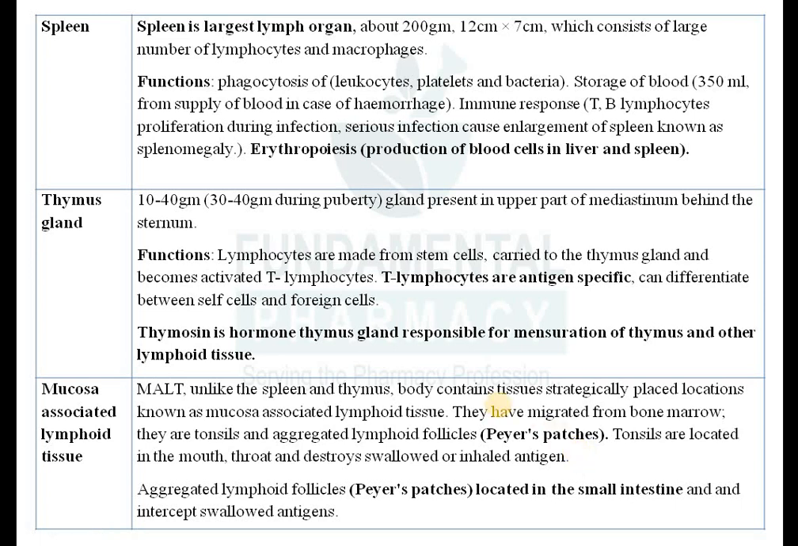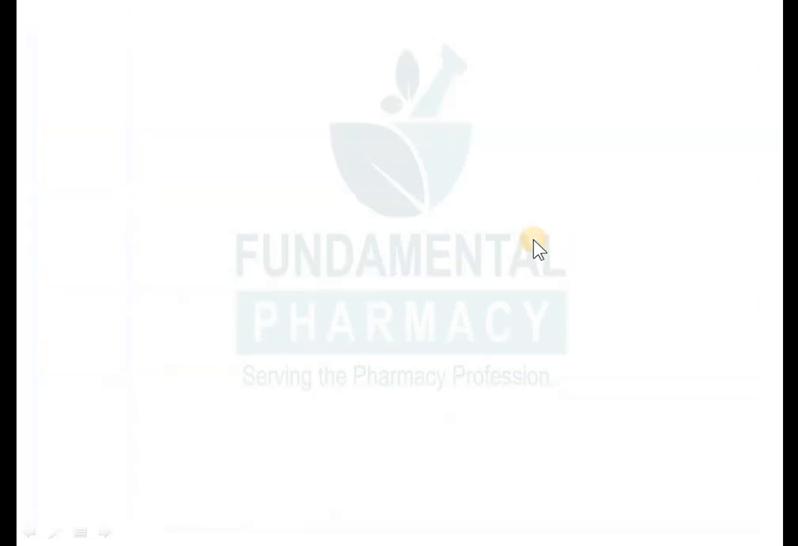You are eating a food, and if that food is contaminated, the Peyer's patches will remove the bacteria over there. So aggregated lymphoid follicle Peyer's patches are located in the small intestine and they will intercept the swallowed antigen. आपने अगर कुछ खाया है उसमें एंटीजन है तो वो इंटरसेप्ट करेगा उसको.